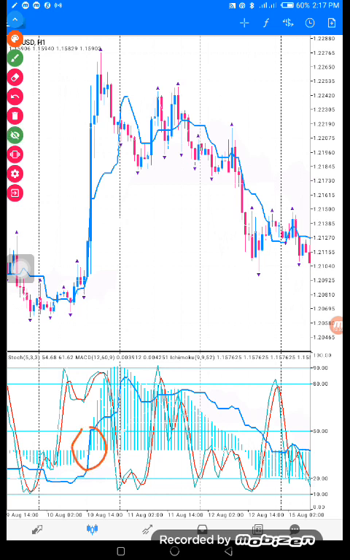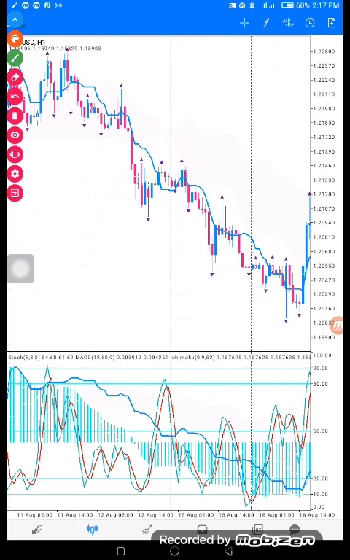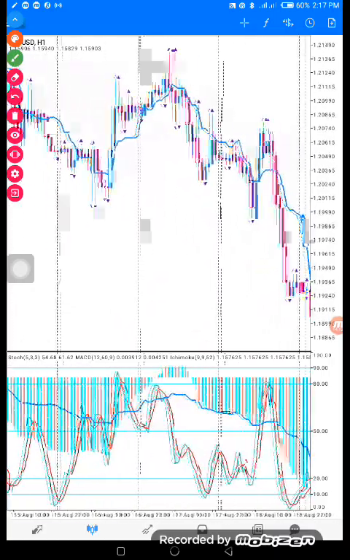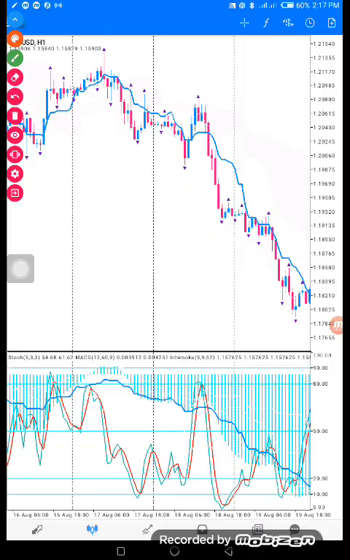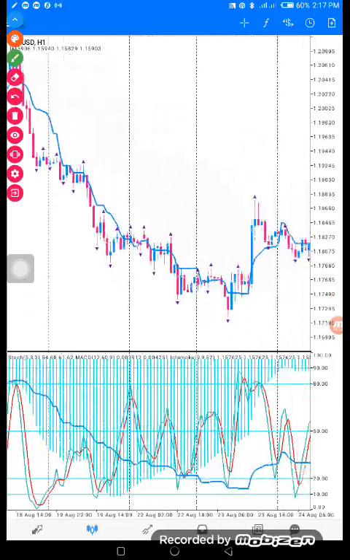You see a MACD transition, a stochastic crossover, and you see it will go up, to always give you good profit. See transition, stochastic crossover, it goes down, it will go down, to always give you good profit. It always gives good profit.